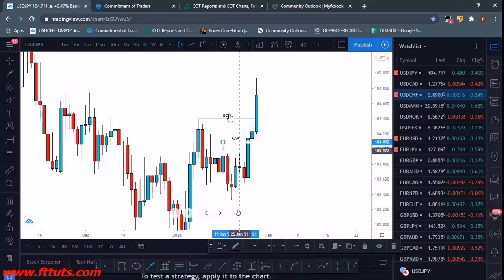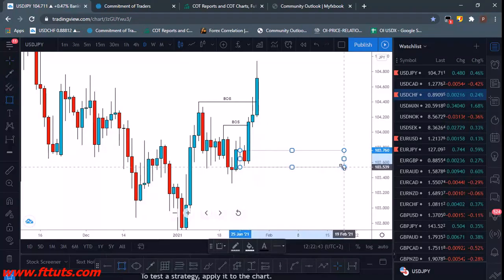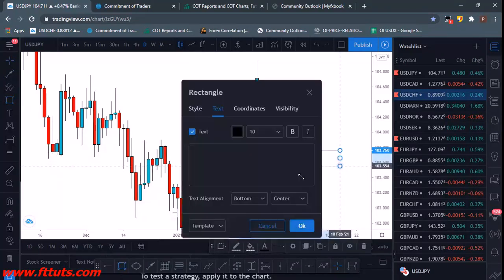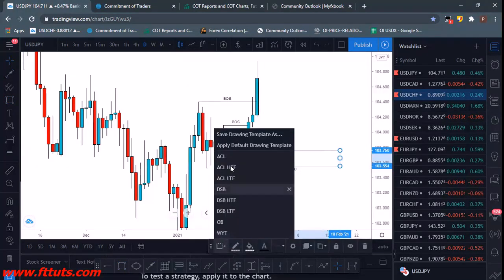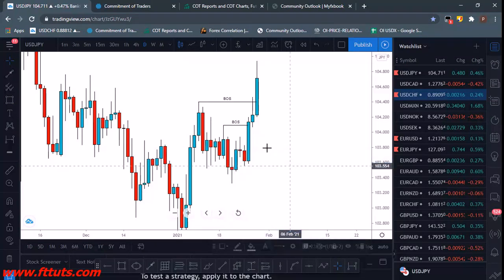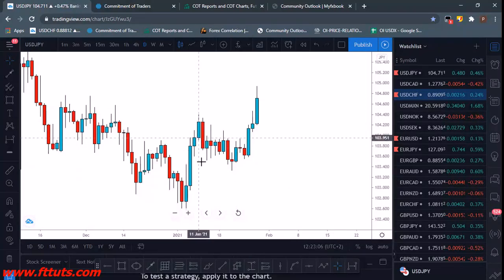You can do this with anything, even if it's not break of structure, even if it's this other block here. I can name it that. Say I want this other block to be maybe demand. That's not how we name them, but I can name it demand, and you see it's right there. Then I can save it as well, with save drawing template as. That's something that you need to do. You will have these templates, and then you will use them that way all the time.